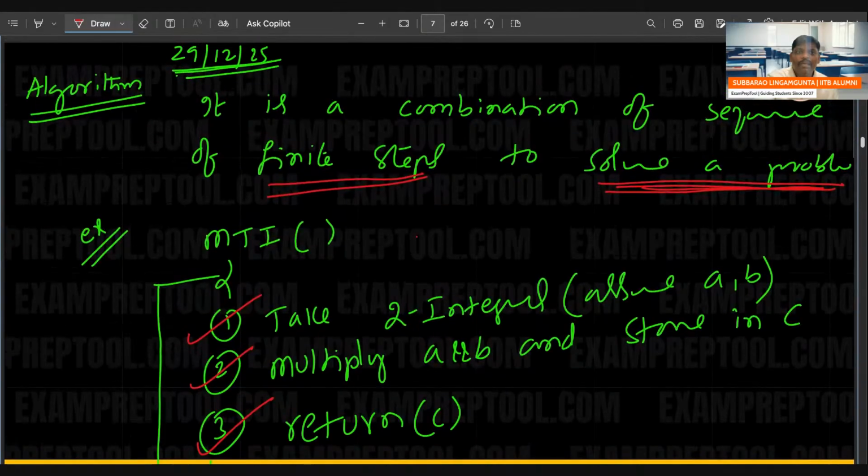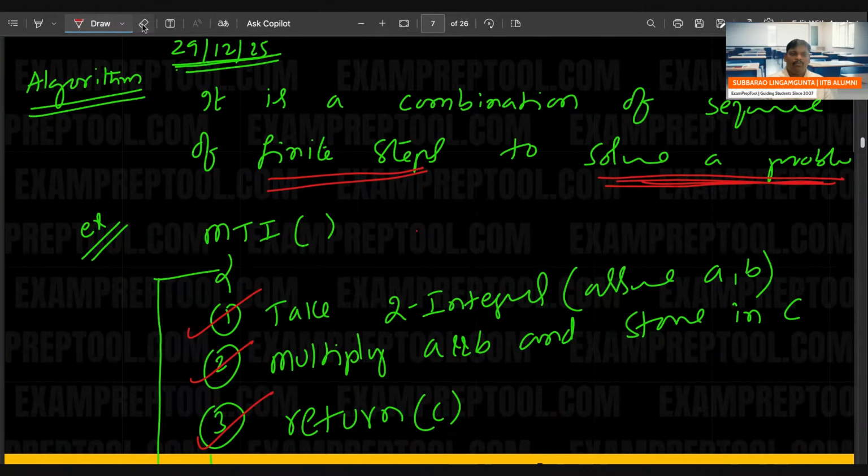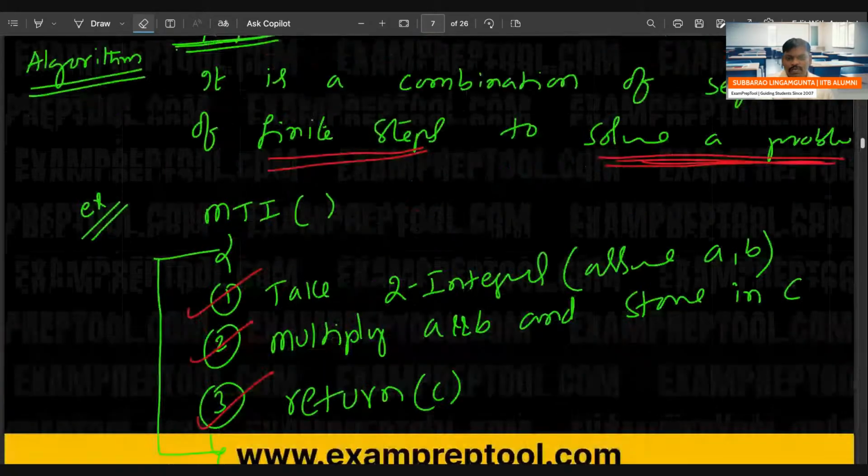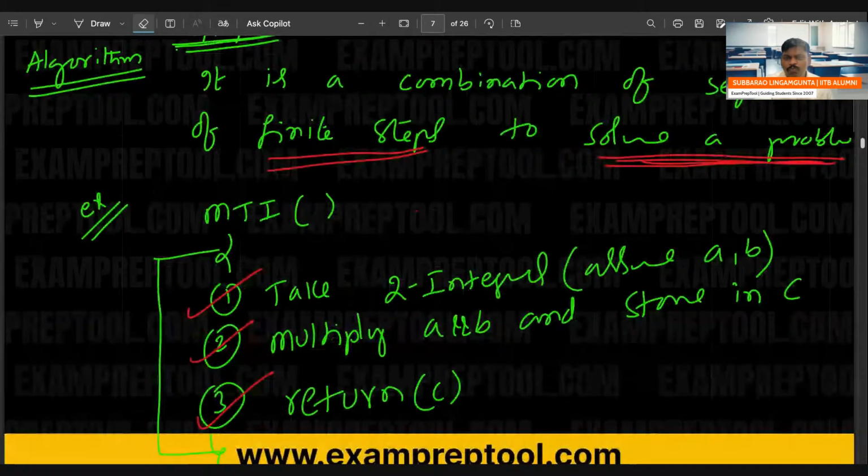Only for name's sake, I'm writing the definition because I have to take care of all the people. So the algorithm definition I have written: it is a combination of a sequence of finite steps to solve a problem, followed by one example. Let me know if anyone has any issue. If you have any doubt, let me know. I will help you. Check once.